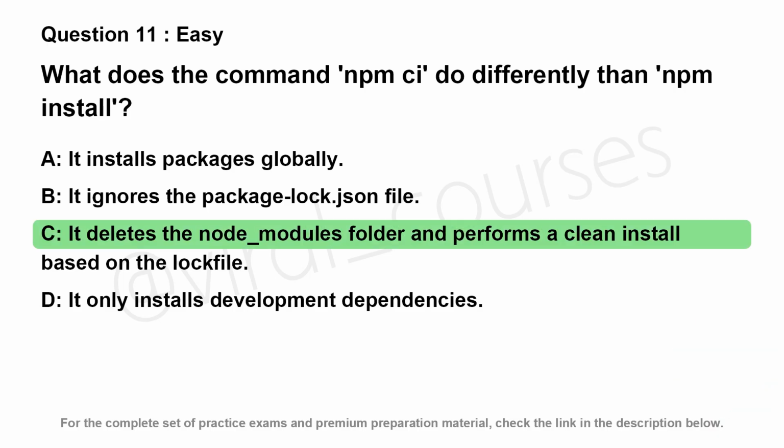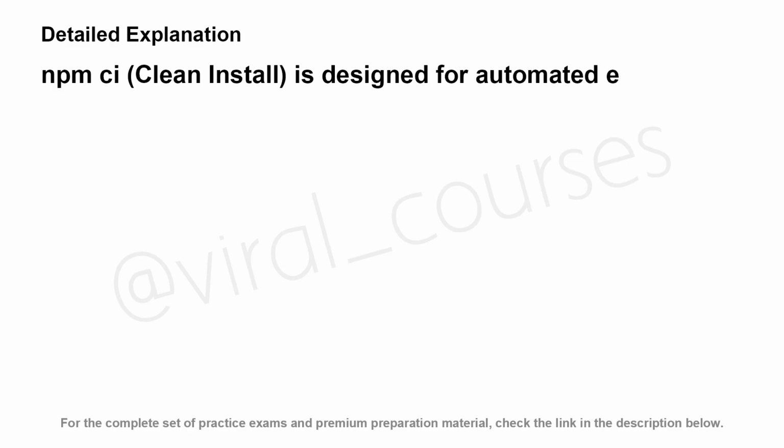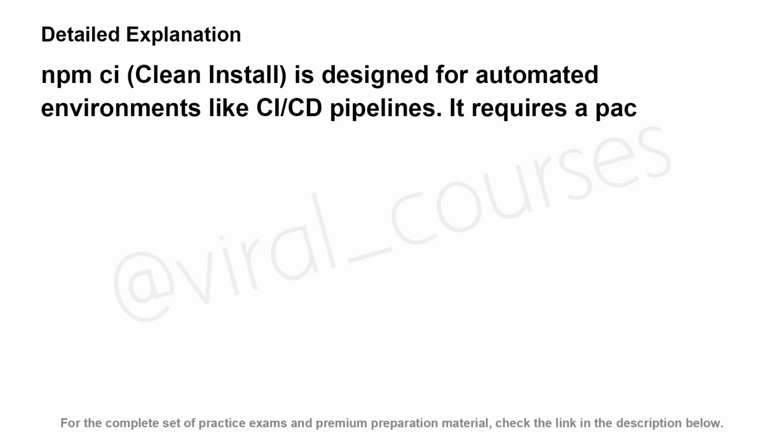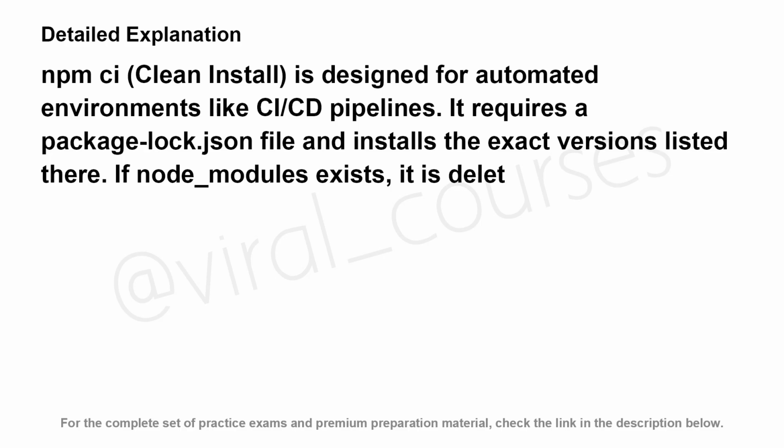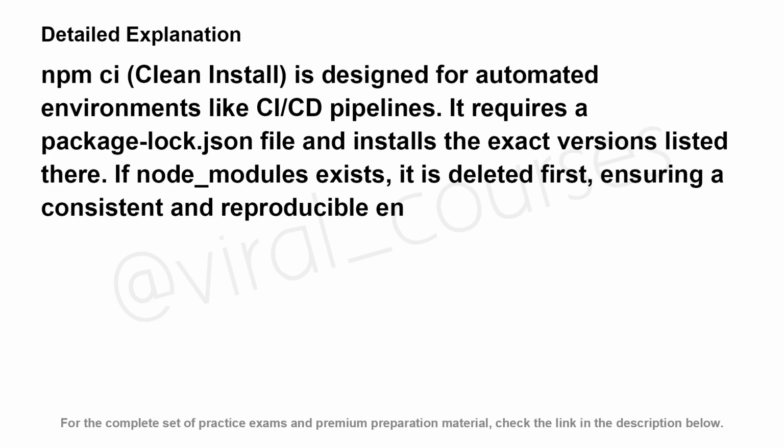The correct answer is C. npm ci, clean install, is designed for automated environments like CI/CD pipelines. It requires a package-lock.json file and installs the exact versions listed there. If node_modules exists, it is deleted first, ensuring a consistent and reproducible environment across builds.